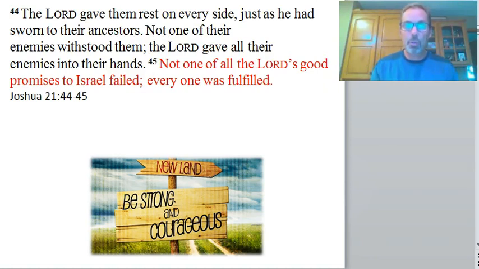Here's Joshua chapter 21 that speaks to that promise. It says, the Lord gave them rest on every side, just as he swore to their ancestors. And the Lord gave all the enemies into their hands. And then verse 45, not one of all the Lord's good promises to Israel failed. Every one was fulfilled. So really, this book of Joshua is about God and God keeping his promise to give the land. And he was faithful to keep that promise.